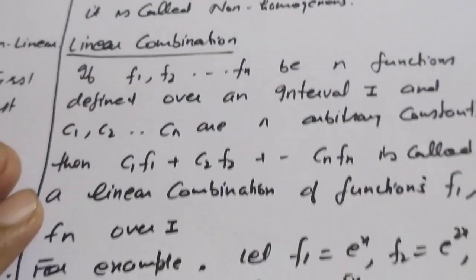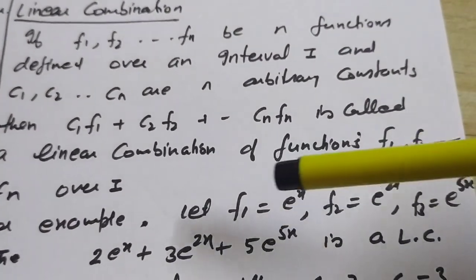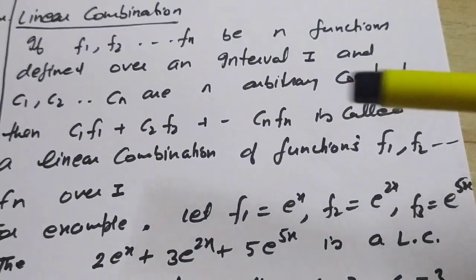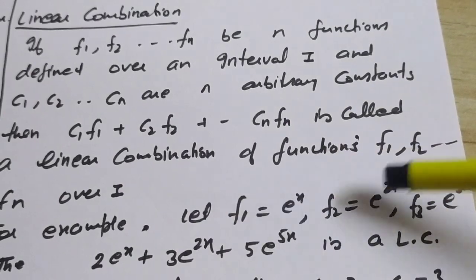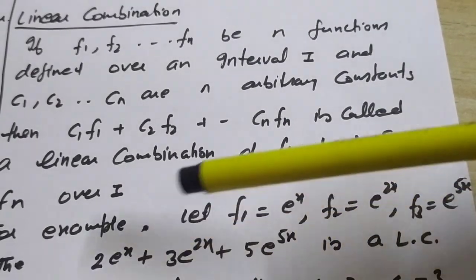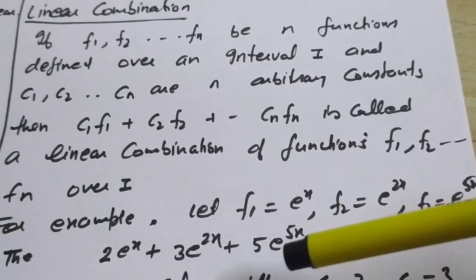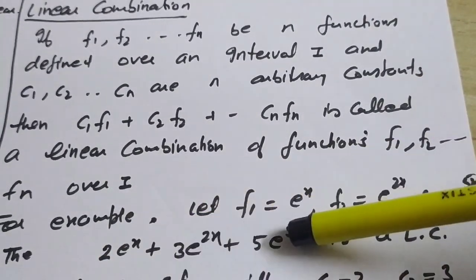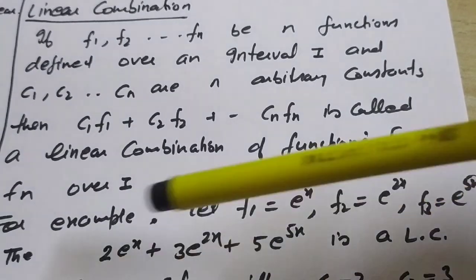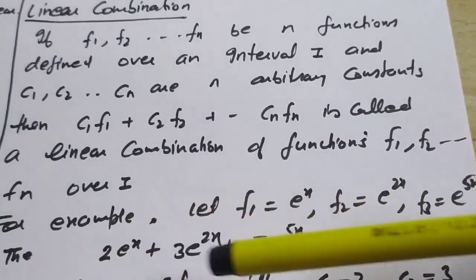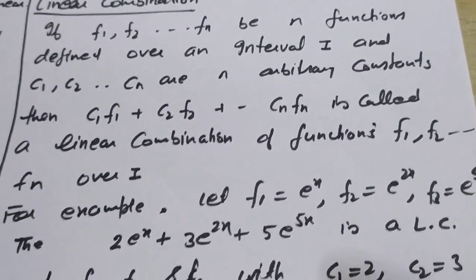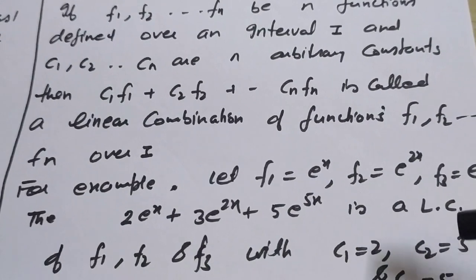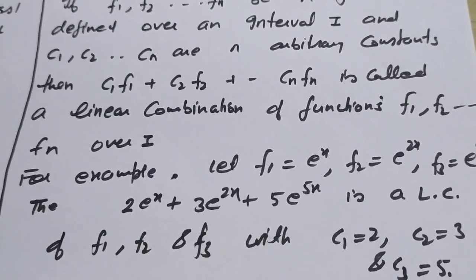For example, I have taken three functions f1, f2 and f3. Now I have multiplied these functions with some constants: 2 e raised to x, 3 e raised to 2x, 5 e raised to 5x. You can take any constant over here. But when you multiply these functions with some constants and add together, you will get a linear combination of these functions with c1 equal to 2, c2 equal to 3, and c3 equal to 5.